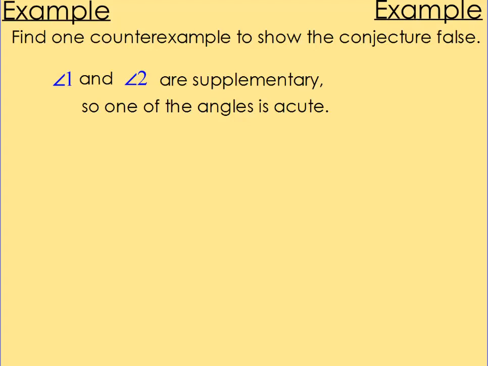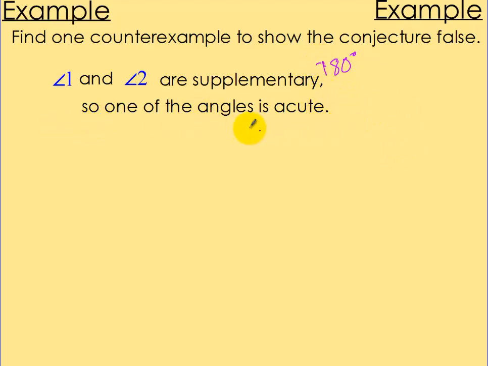Let's try this out. Look at this and pause. Find one counterexample to show the conjecture false. Angle 1 and angle 2 are supplementary, so one of the angles is acute. What are supplementary angles again? These are angles that add up to 180 degrees. Hope you know that; if you don't, make sure you check it.